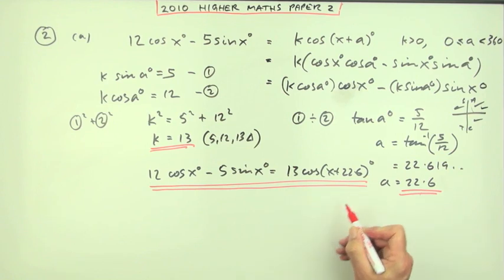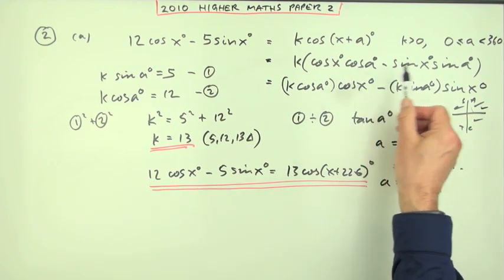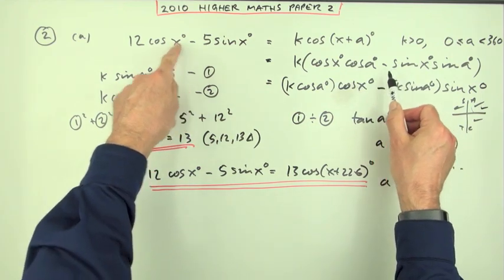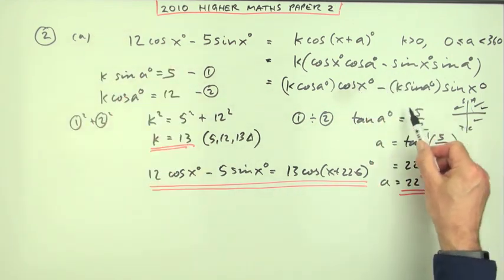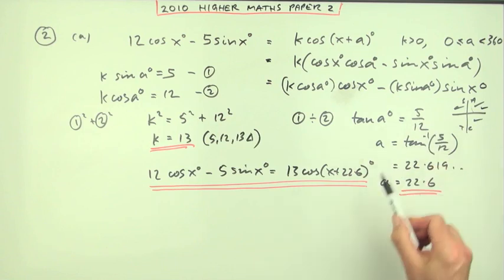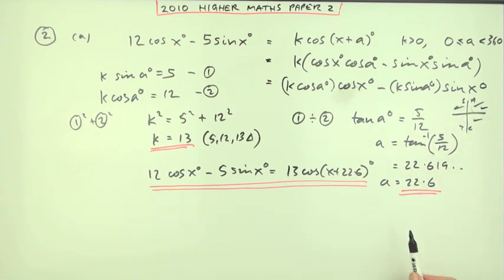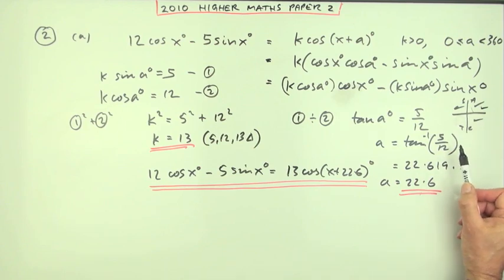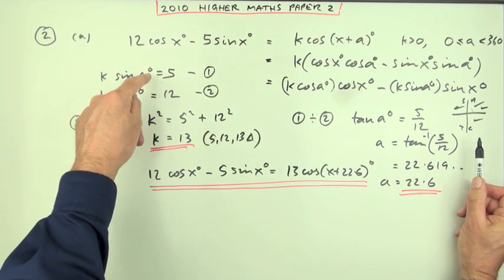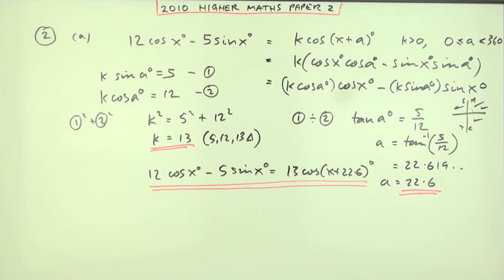I'll underline that as if it was an answer, but they didn't ask for that. Now, there is one little check in case you make a mistake somewhere with identifying your signs as to the size of this angle here. Because after all, you might go through the routine of your CAST diagram to identify where it is, but that's no use if you made a mistake with your signs in this expansion somewhere.